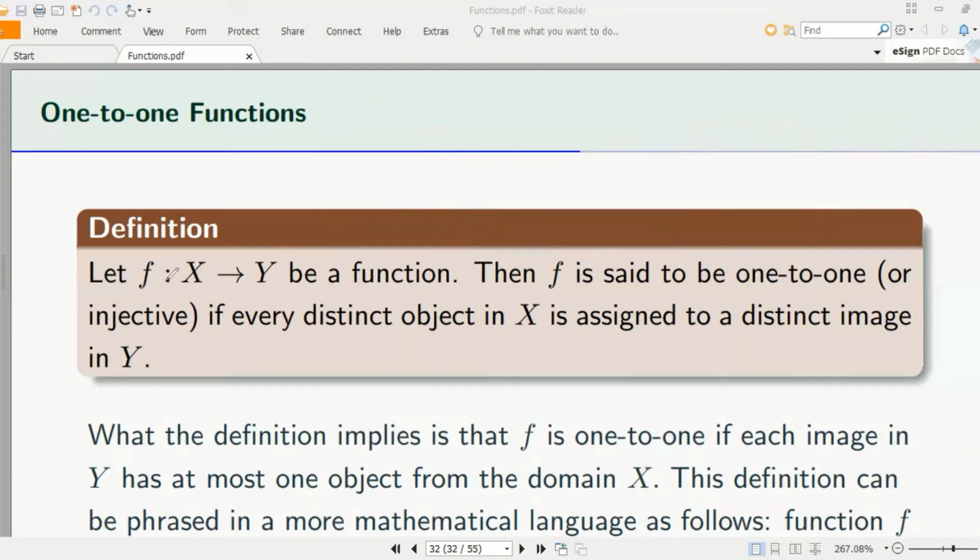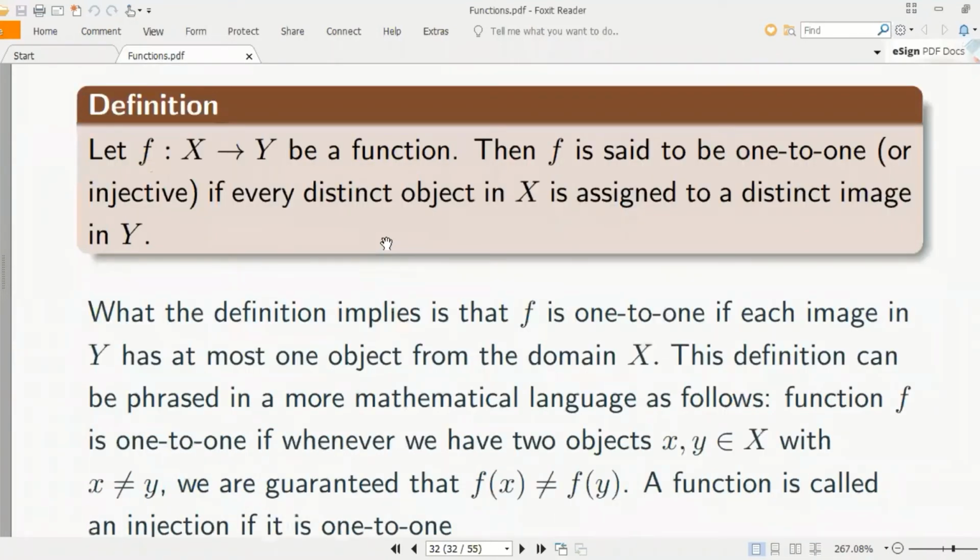So the definition is here. Let f, assigning elements of x to elements of y, be a function. Then f is said to be one-to-one or injective if every distinct object in x, and the word distinct here means different, is assigned a distinct, different image in y. That's a very important definition, very important. And I've already used those diagrams to make it clear, so you can look at those diagrams in your own time.